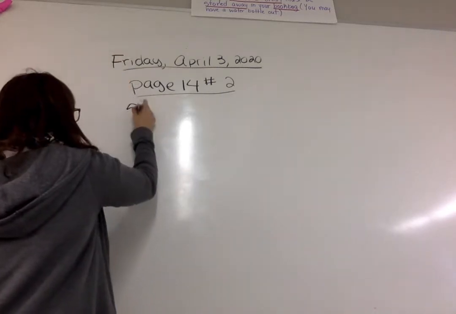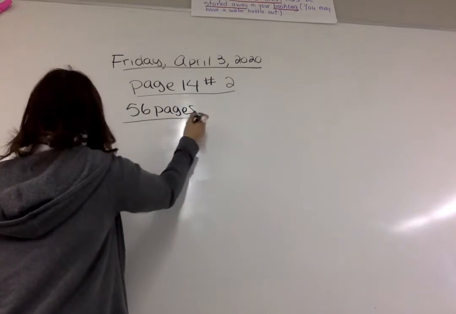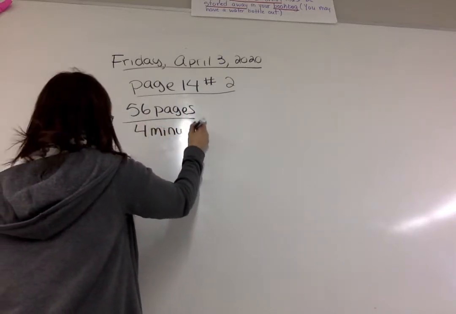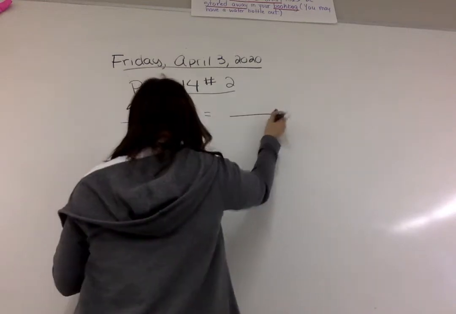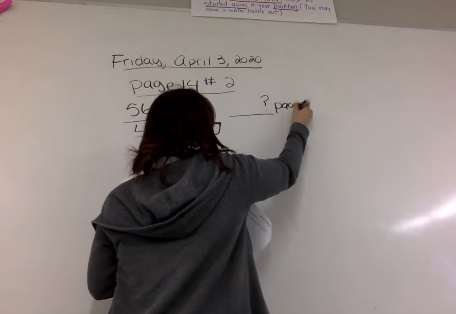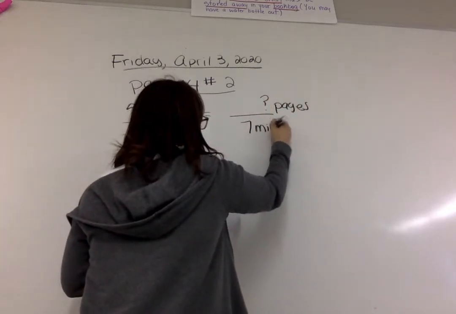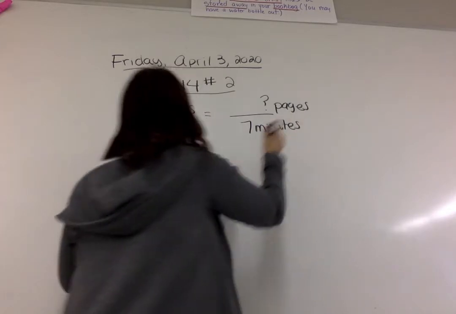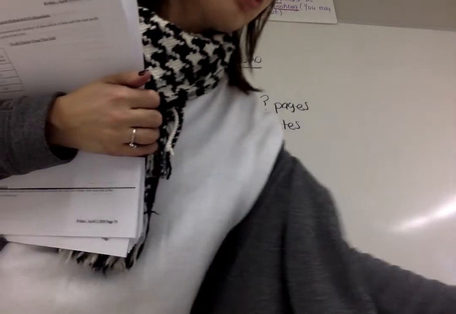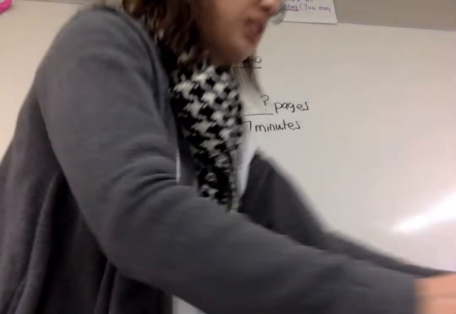So we got 56 pages in 4 minutes. At this rate, how many pages, I don't know the pages, will there be in 7 minutes? So, one of two things here. I could do the butterfly method or I could find the unit rate. But because the question says unit rate, let's find the unit rate.